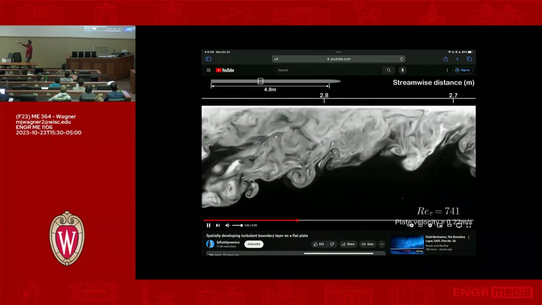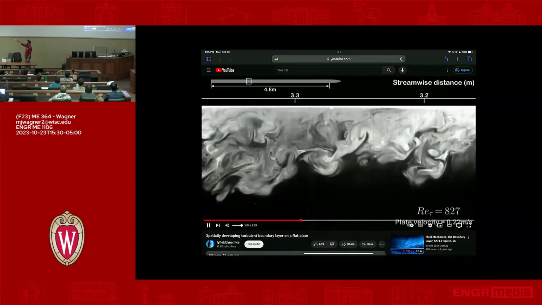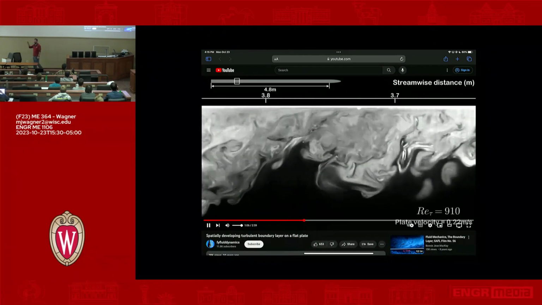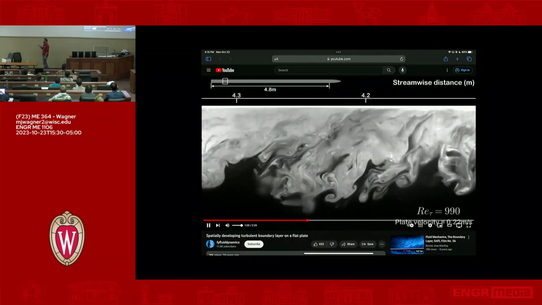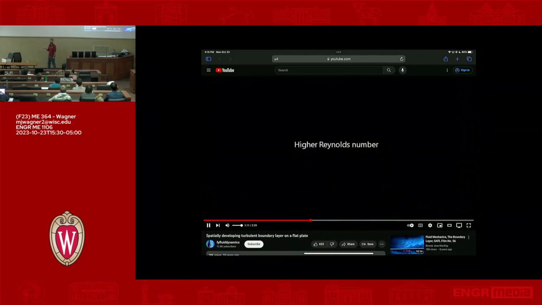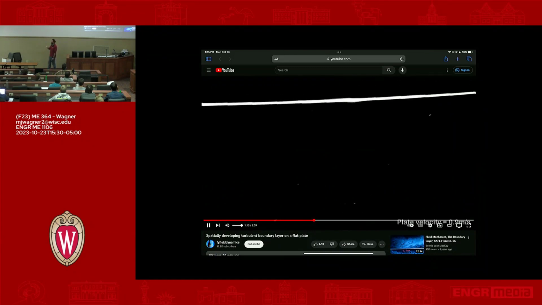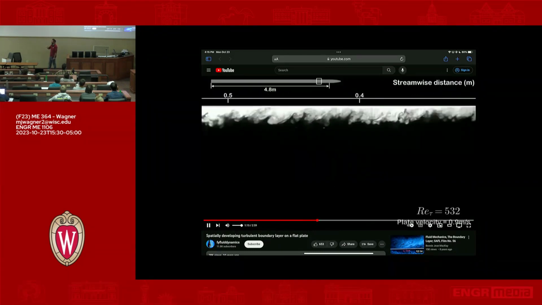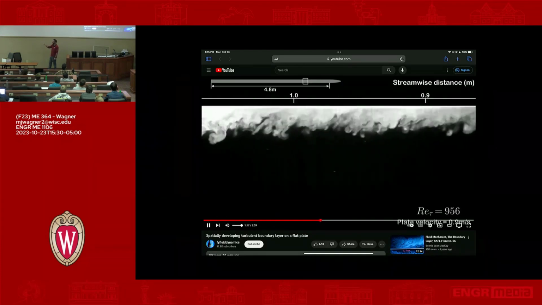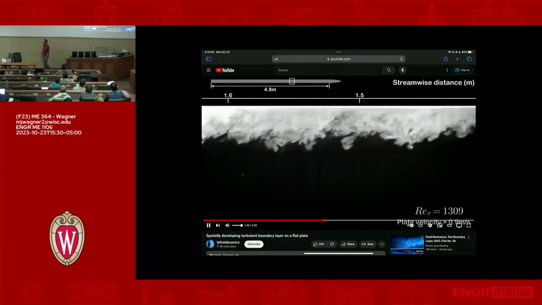Some things to notice here. You can see that the Reynolds number is increasing. This is flow over an external flat plate, so the characteristic length here is x, the position x. Even though the system's not really changing, the fact that we're moving down the position of the plate leads to a higher Reynolds number.